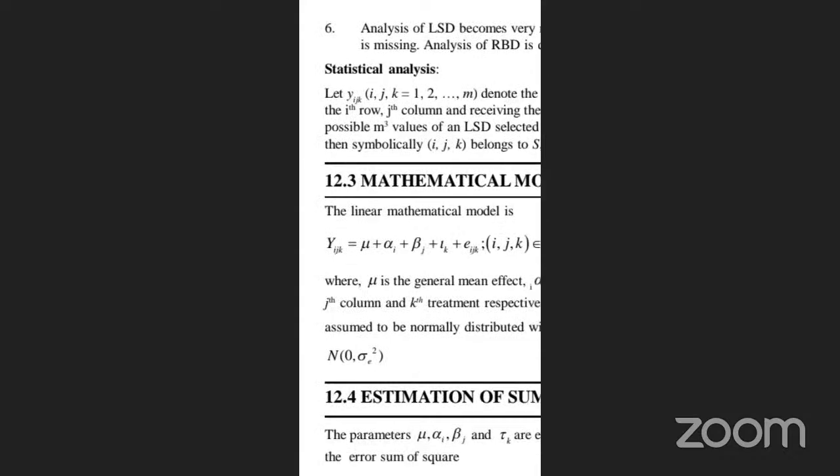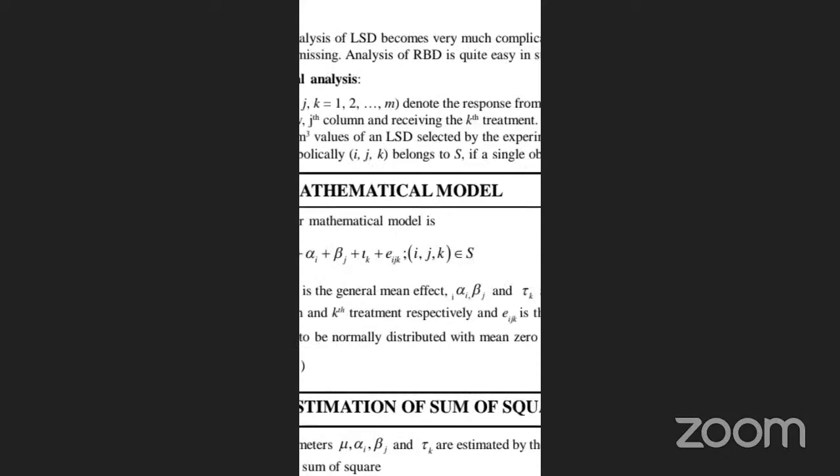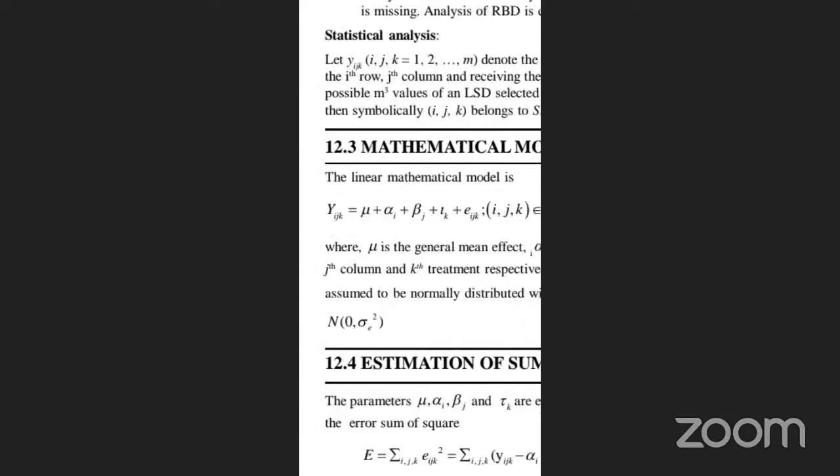So therefore, the mathematical model. This is the mathematical model for Latin square design. The linear mathematical model I already told in the first unit. Yijk is equal to mu plus alpha i plus beta j plus tau k plus eijk, where ijk belongs to S, and mu is the general mean effect. Alpha i, beta j and tau k are the constant effects due to the ith row, jth column and kth treatment respectively. Eijk is the error due to the random component here.